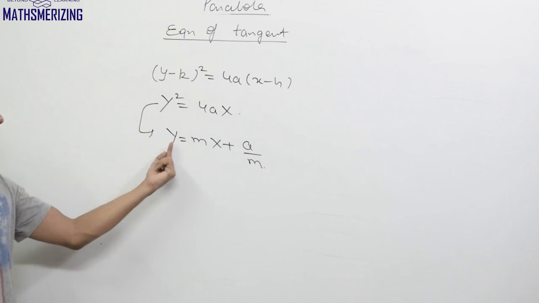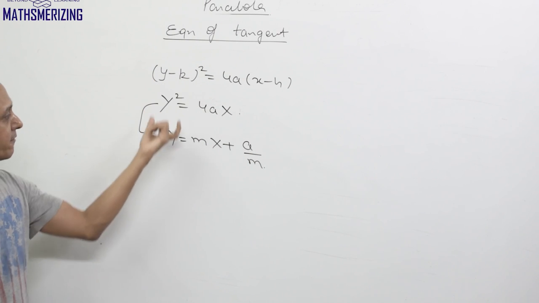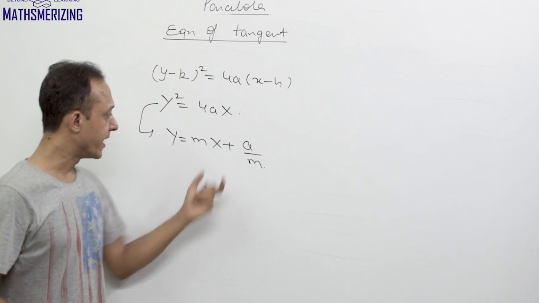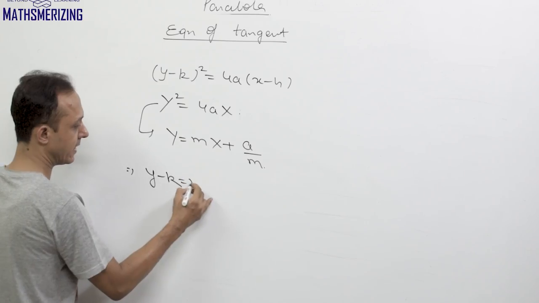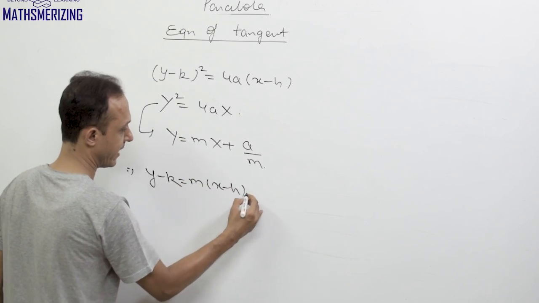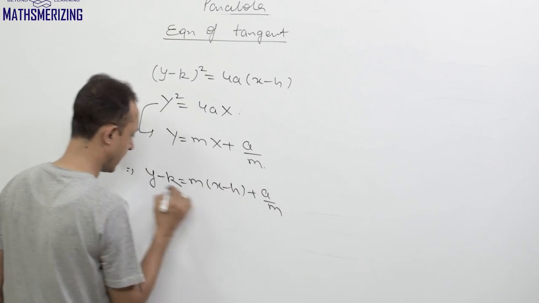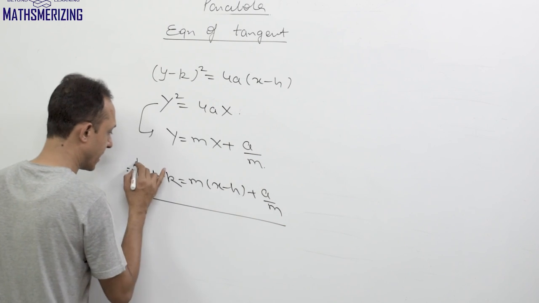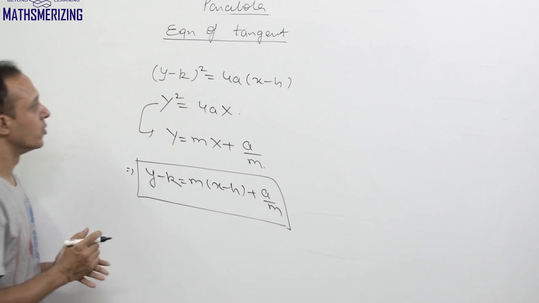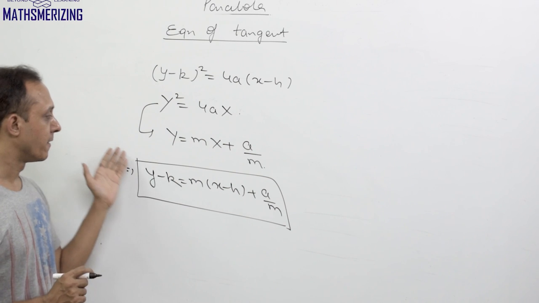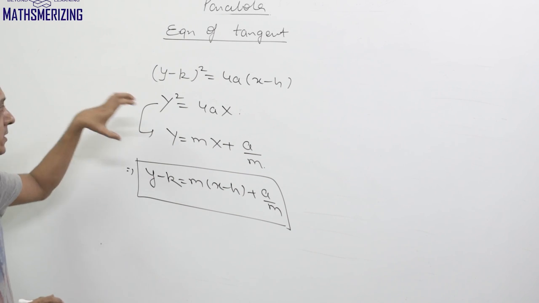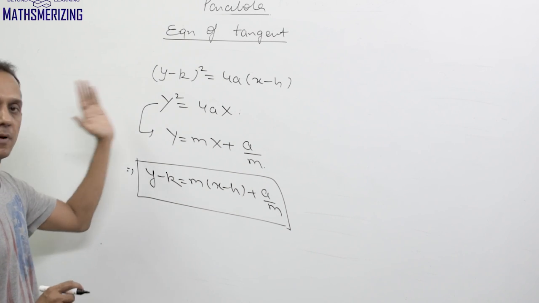So all I simply need to do is, I'll just need to replace y with y minus k and x with x minus h. So I can write this equation as y minus k equals m times x minus h plus a by m, and that is the equation of tangent to this parabola whose vertex is at h comma k. So this is how we can write equation of tangent to any parabola whose axis is parallel to either x-axis or y-axis.